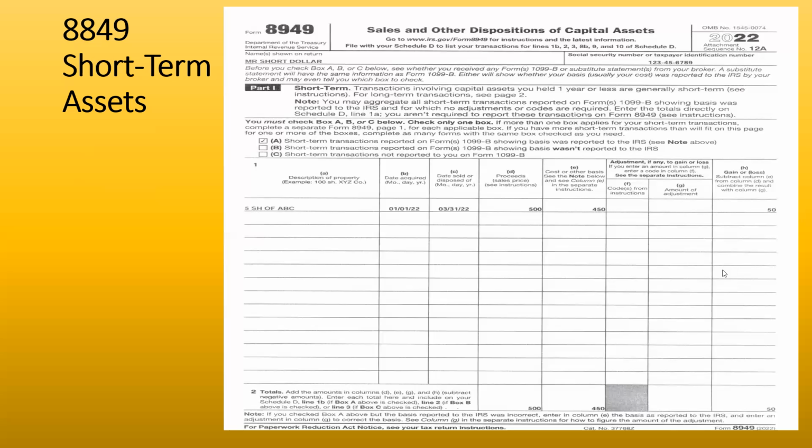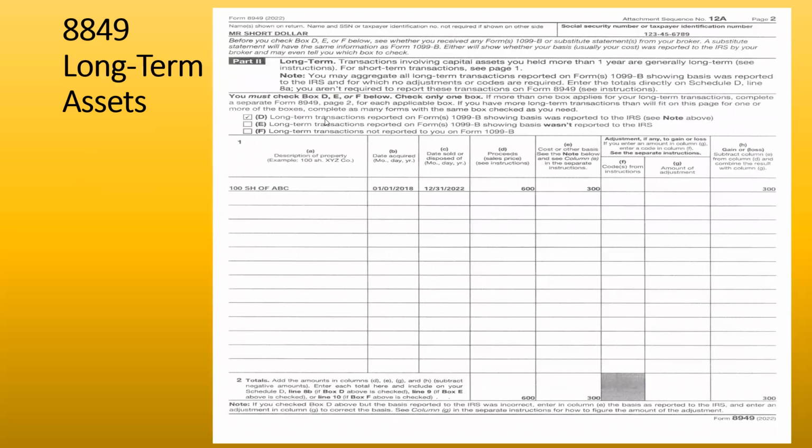Then we go to page 2. I'm sorry, Page 2, these are items that were held longer than a year. Had 100 shares of ABC. Bought those in 2018. Sold them at the end of 2022. Sold them for $600. We actually bought them for $300.